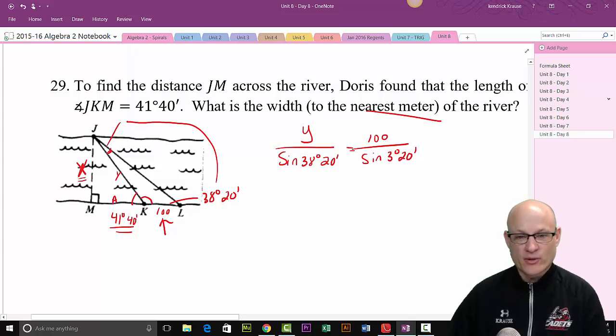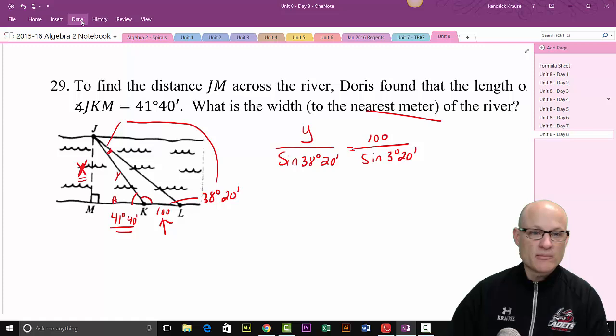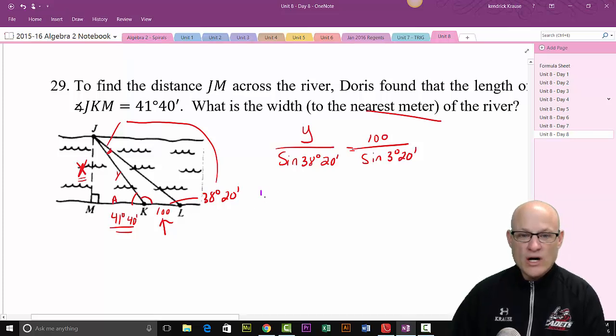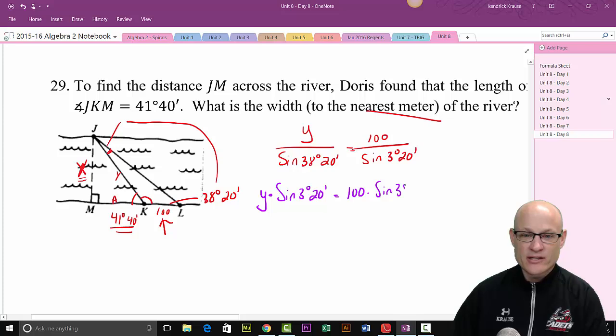So now I'm ready to rock and roll. Let me grab a different color pen. We'll roll with the new purple pen. So y times the sine of 3 degrees, 20 minutes is equal to 100 times the sine of 38 degrees, 20 minutes. Divide by sine 3 degrees, 20 minutes. And no, the 20 minutes don't cancel.